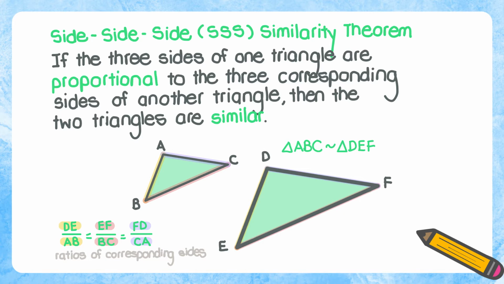So in order to use the side-side-side similarity theorem, we need to make sure that all three ratios of corresponding sides are equal to each other. So basically what this is saying is, for example, if the side length going from AB to DE is doubling, all the other corresponding sides must be doubling in length as well.